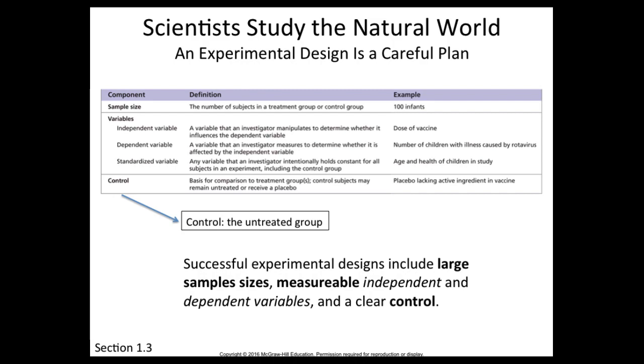But notice this last one we had not yet defined, the control group. The control group is the untreated group. It's the basis for comparison to treatment groups. Control subjects may remain untreated or receive a placebo. Therefore, we can have positive or negative controls. Successful experimental designs include large sample sizes, measurable independent and dependent variables, and a clear control.